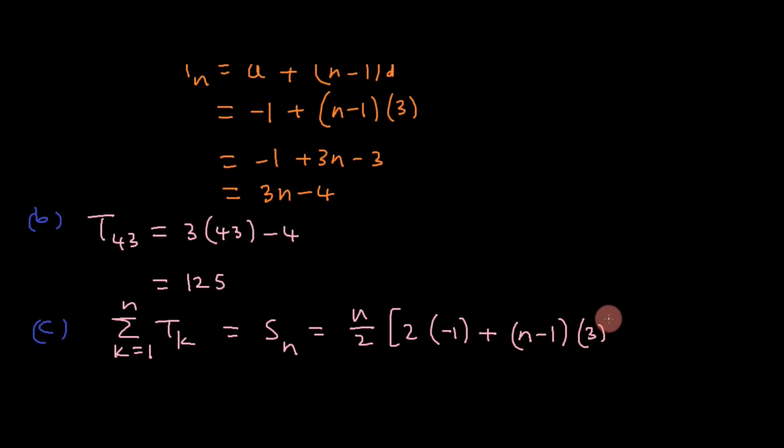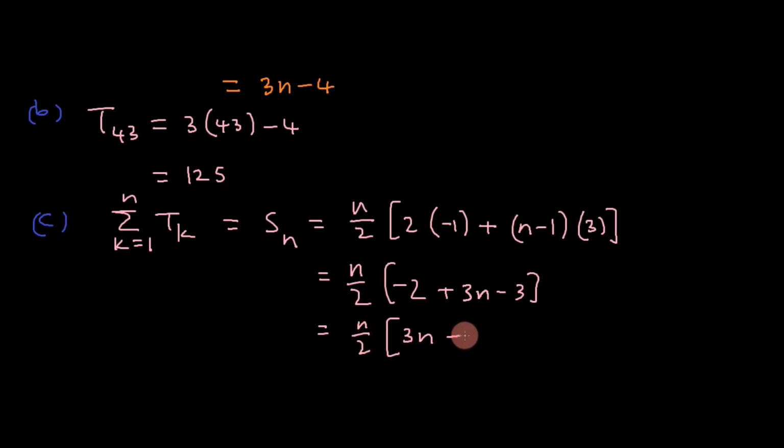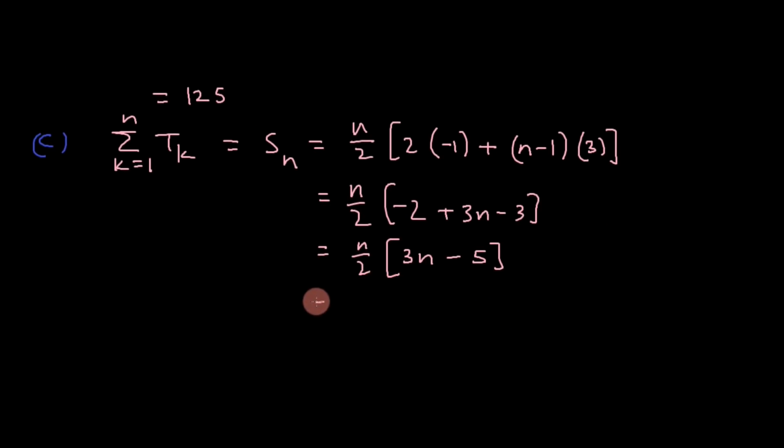And d was 3. So it's going to be n over 2 into negative 2 plus 3n minus 3. And it's n over 2 into 3n minus 5. And we can simplify this by multiplying into the brackets. And it's going to be 3 over 2 n squared minus 5 over 2 n. So this is the general sum then of the sequence.